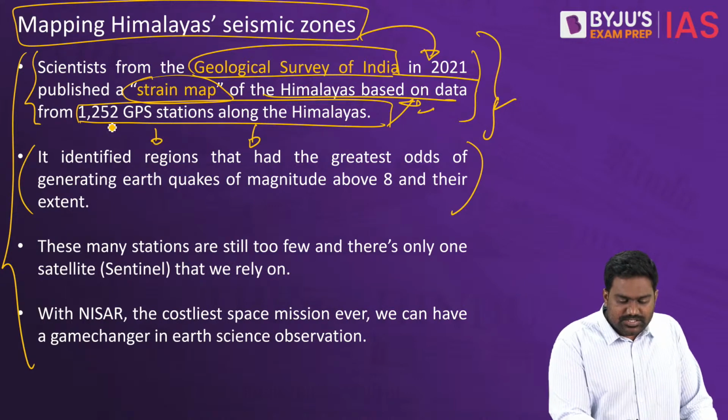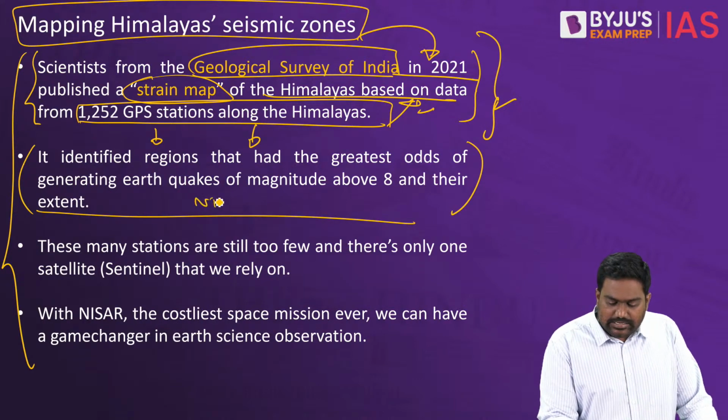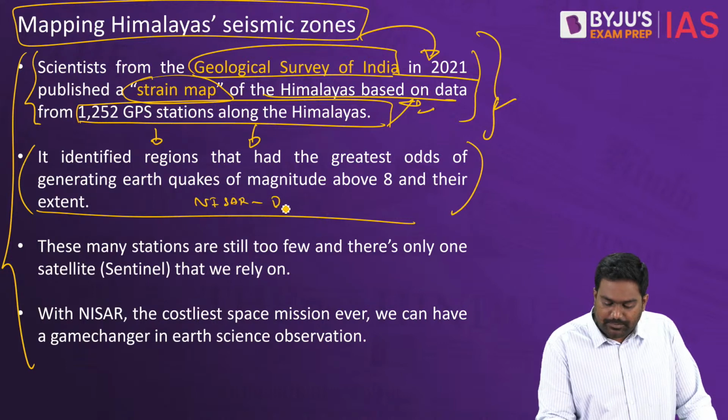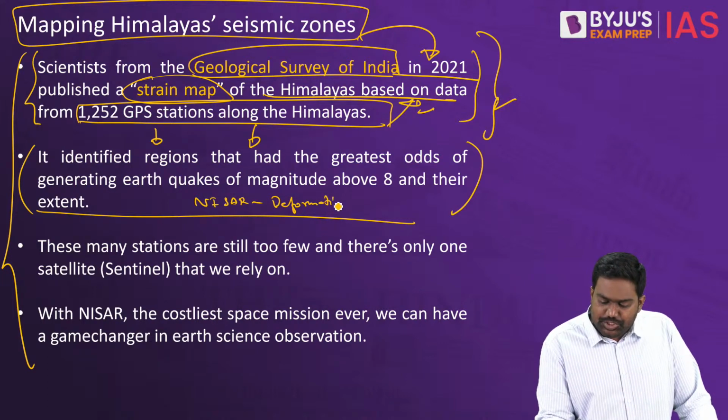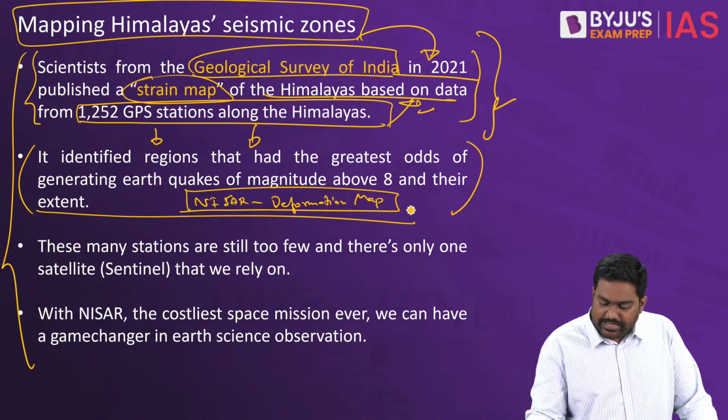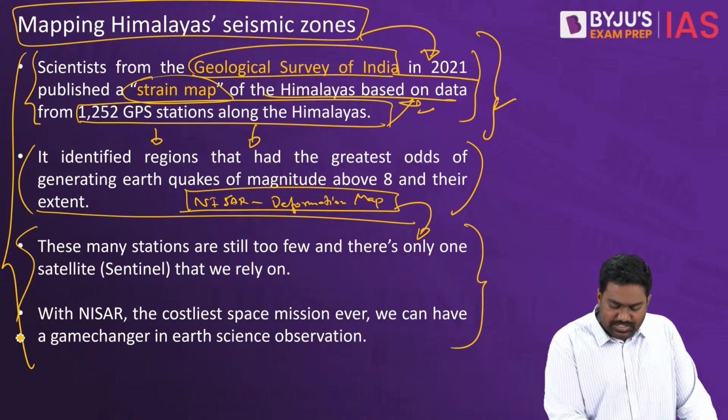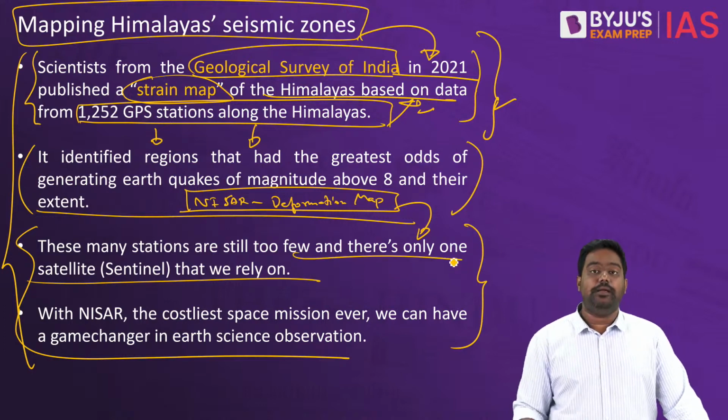So along with this strain map, if the NISAR satellite helps in developing a deformation map, then this geological data will serve a critical purpose for planners and policy makers to take appropriate steps to manage disasters in the Himalayan belt.